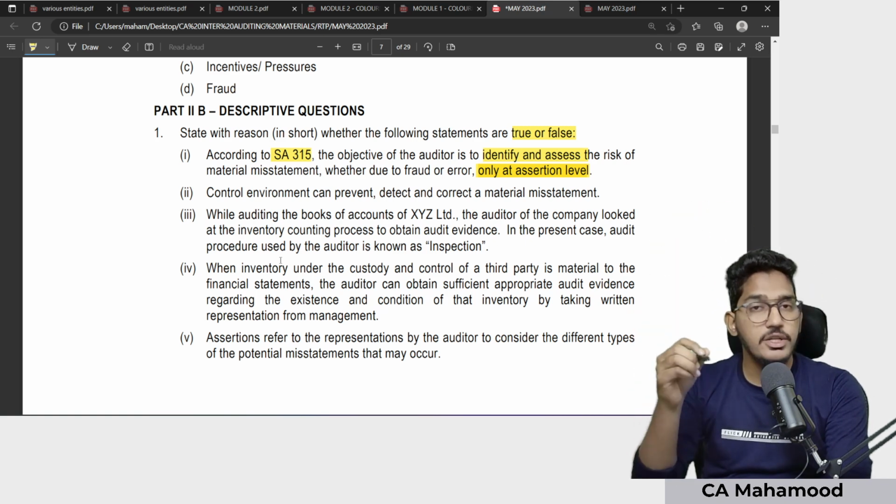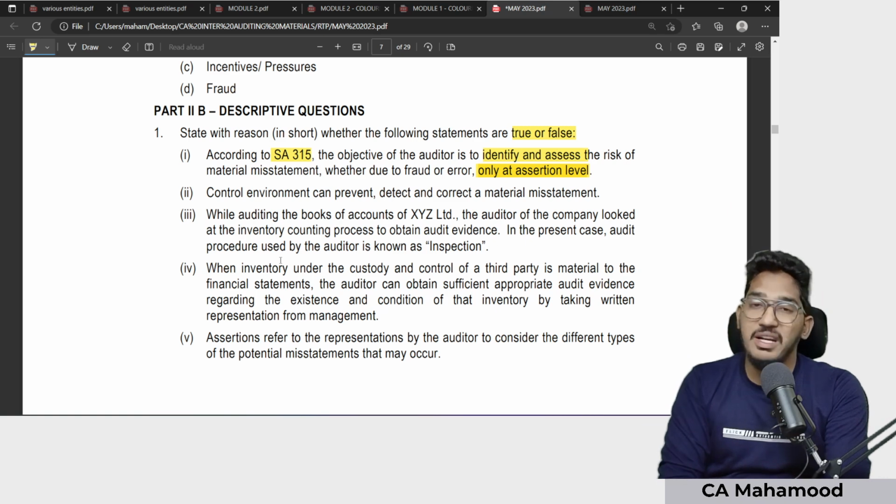But in the question they are saying auditor should identify risk only at assertion level, but SA 315 says you have to identify risk at 2 levels, at the financial statement level and also at the assertion level.